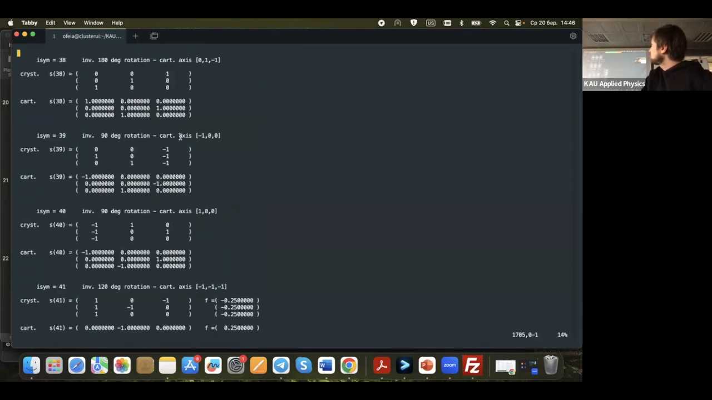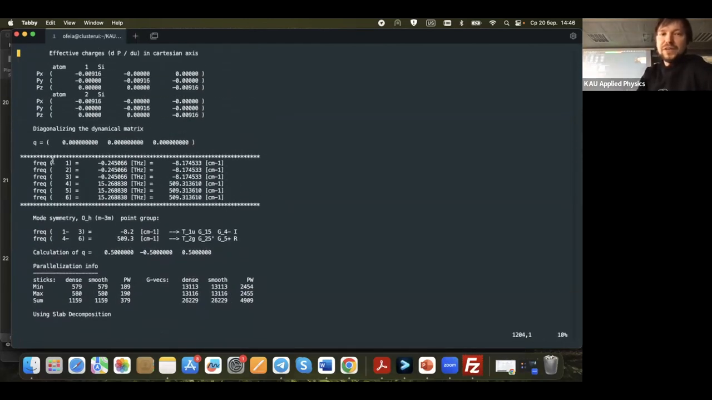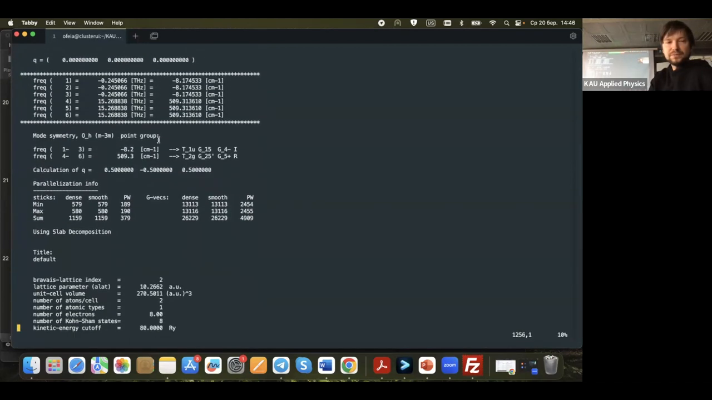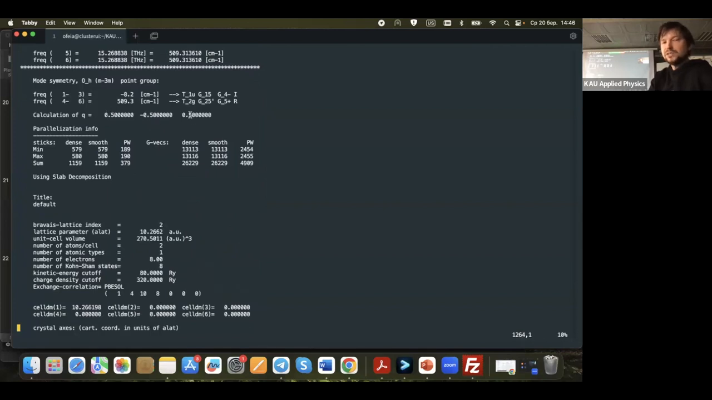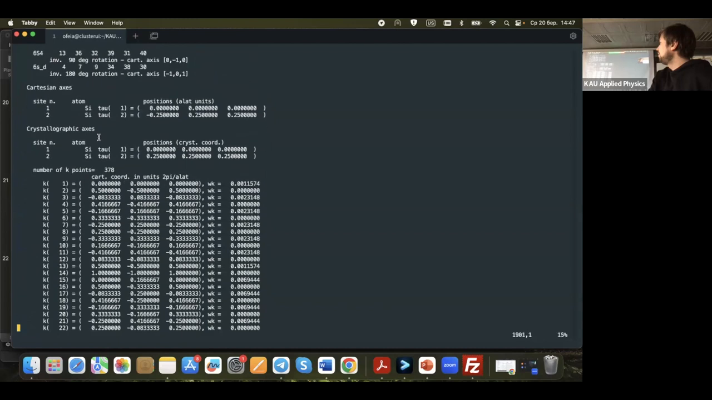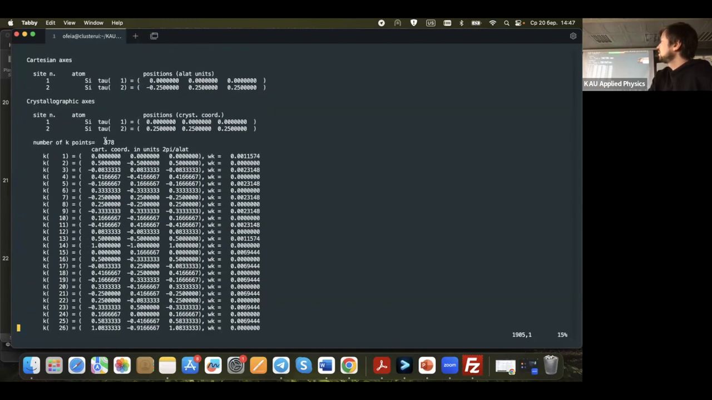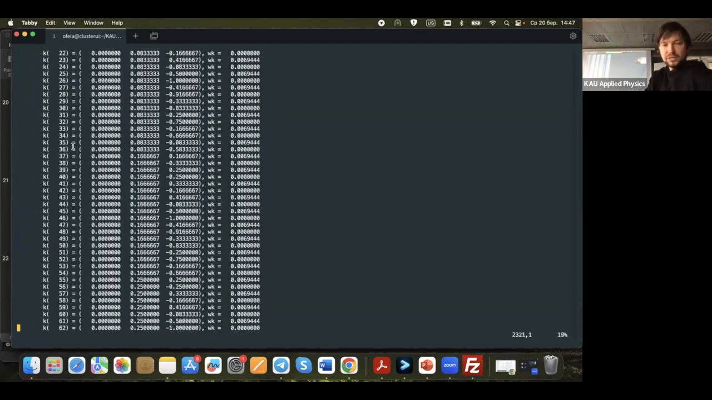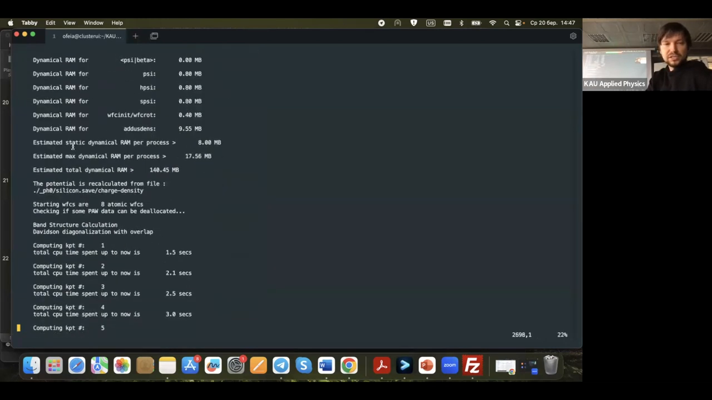I think it's the calculation for another point. So we have finished the calculation for q = 0, 0, 0, where we had three irreducible q points. Three. So we are moving to another q point, 0.5, minus 0.5. This q point is not as symmetric as the previous one. That's why we will have a huge number of k points, 378. It was 72, and now we have even more k points. So this calculation will be heavier than the zero calculation.